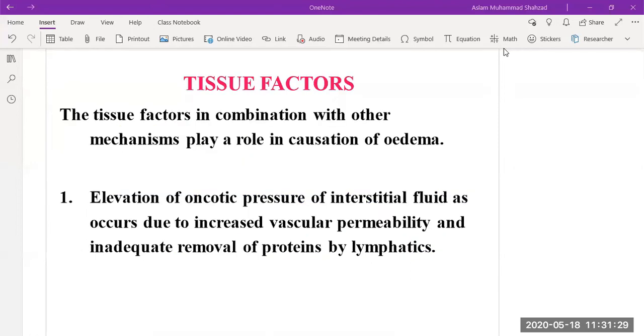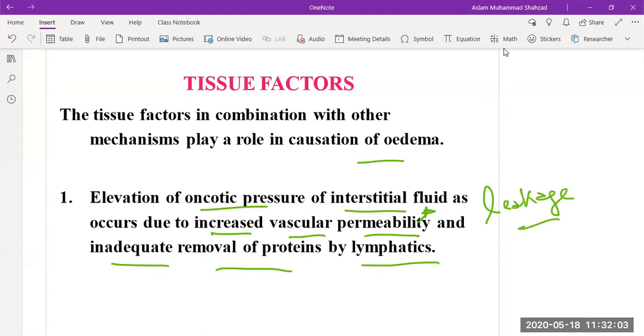Then we have the tissue factors, which also play a role in causing the edema, and elevation of oncotic pressure of the interstitial fluids, as occurs due to increased vascular permeability and inadequate removal of proteins by the lymphatic system. So they're talking about what happens if there is an increase of the vascular permeability, and what is meant by increased vascular permeability, it means leakage.